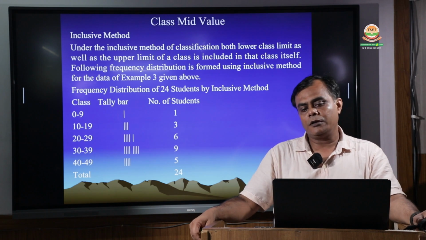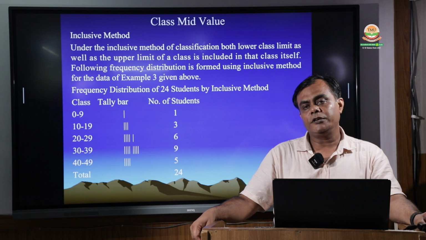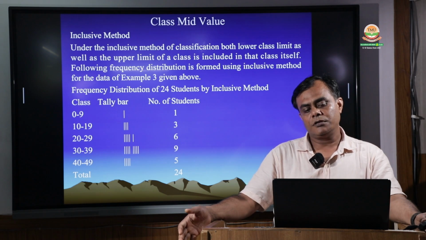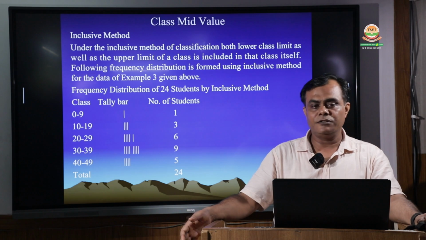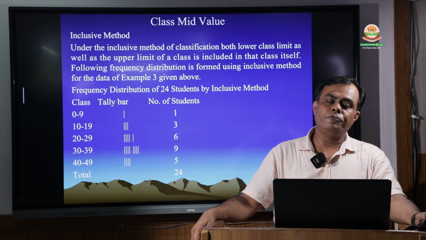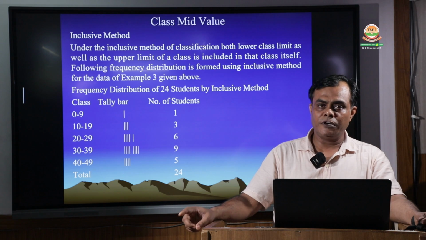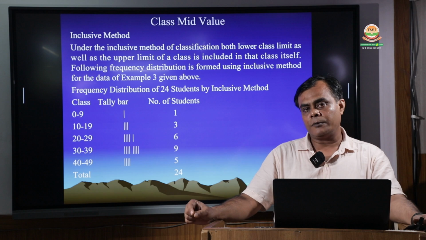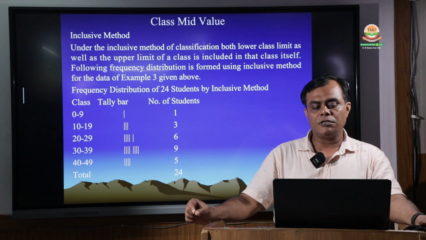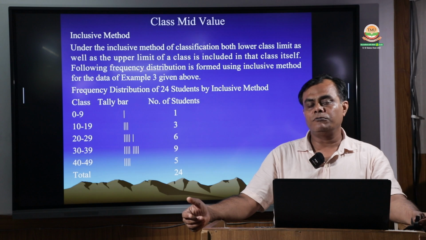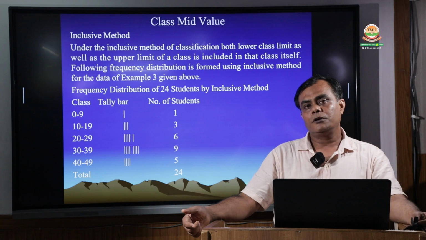So, again we are going to understand the inclusive method. The last one was the exclusive method, and the present slide is related to the inclusive method. In the inclusive method, we use a class's upper limit for one class, and that upper limit is not considered as the lower limit for the other class. We increase the number by one for the next class.